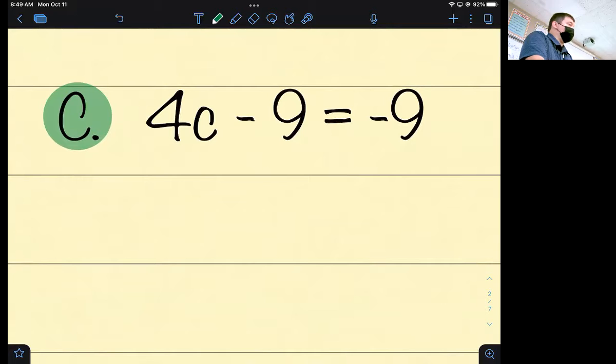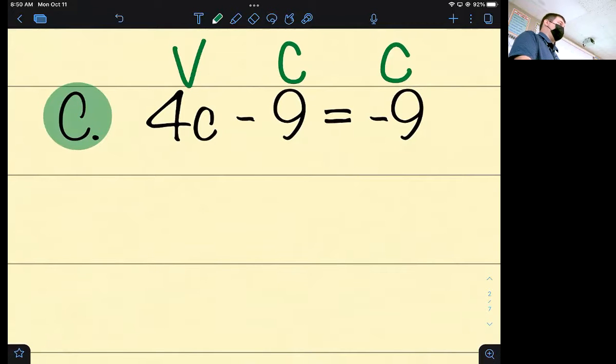4c minus 9 equals -9. This is my variable term. This is my constant term. This is my other constant term. My goal to get the variable term by itself means I have to eliminate that constant term that's on that same side, which is the -9, the one on the left. What do you need to do to both sides to cancel out a -9? Add 9, okay.